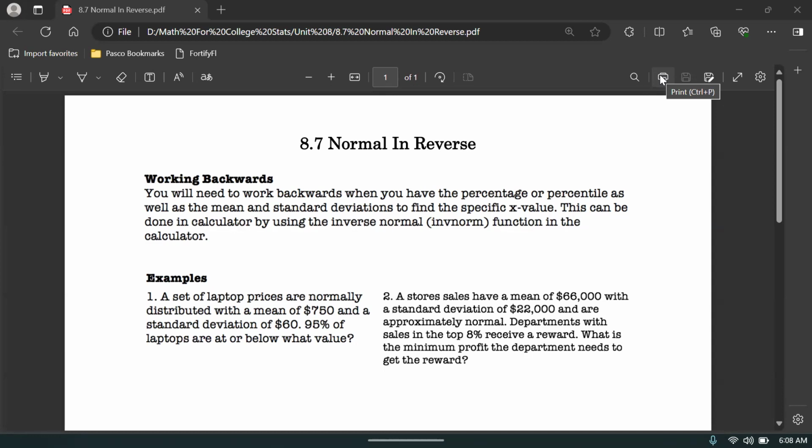So working backwards, you'll need to work backwards when you have the percentage or percentile, as well as the mean and standard deviation to find the specific x value. This can be done in the calculator by using the inverse norm function. Now, we looked at this very briefly at the very end of the last section, and so now we're going to focus on it a lot more.